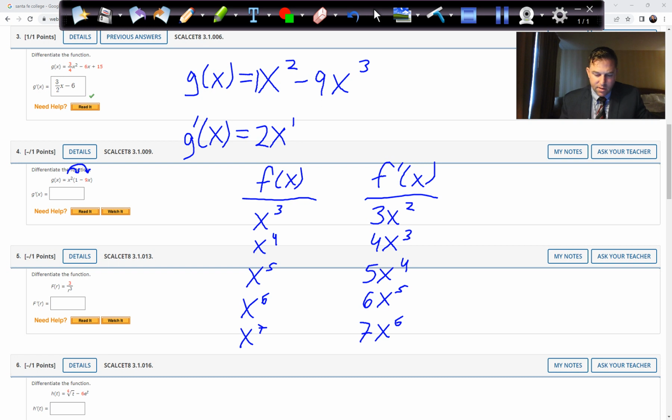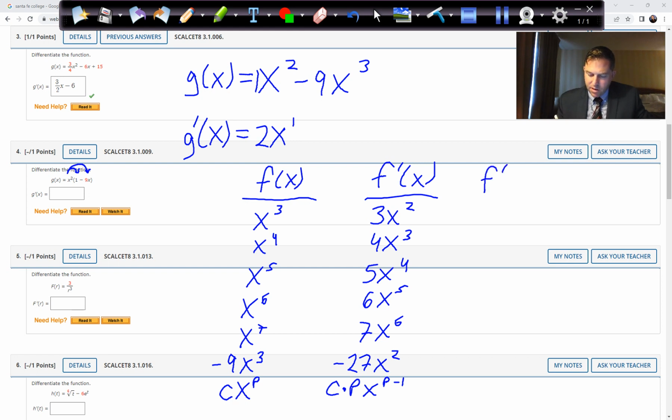So let's say I have this case right here, minus 9x to the third. Well, you still bring that 3 down, but now you multiply it into the 9. So this will become minus 27x to the second. So the general rule is, if I have some number c in front of x, and I have x to some power p, the derivative would be c times p, x to the p minus 1.